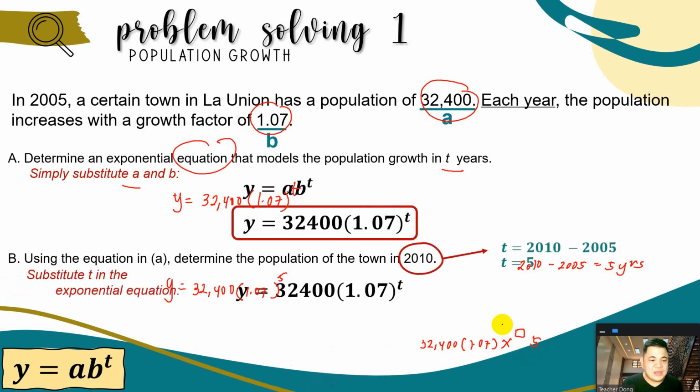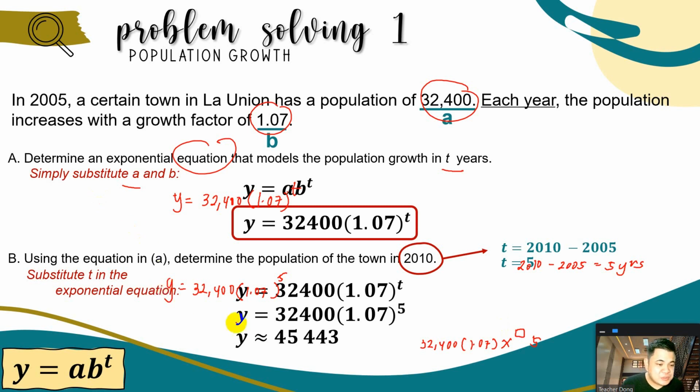The answer now is 45,443 population in La Union in 2010. Okay, so how did we arrive? So y is approximately. We are using the word approximately because we rounded off the answer to the nearest whole number. So what is the original answer?